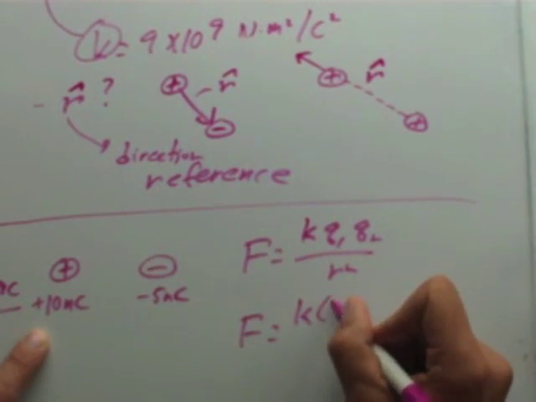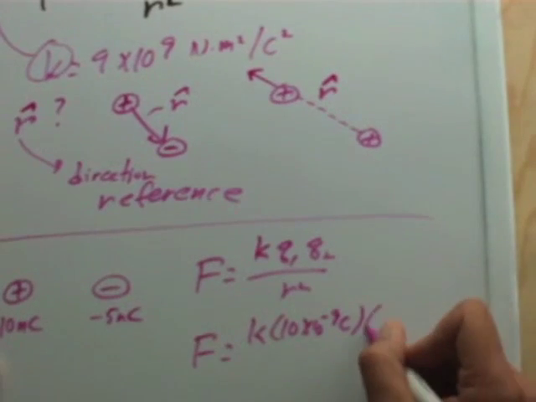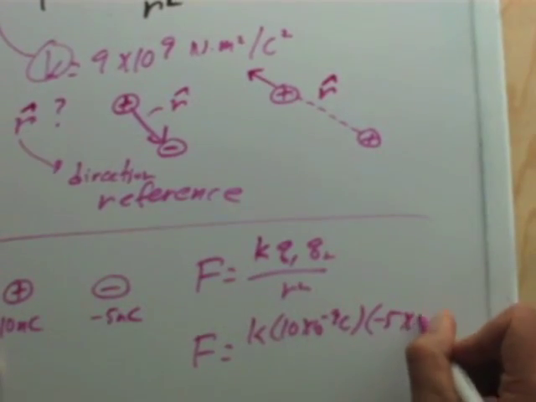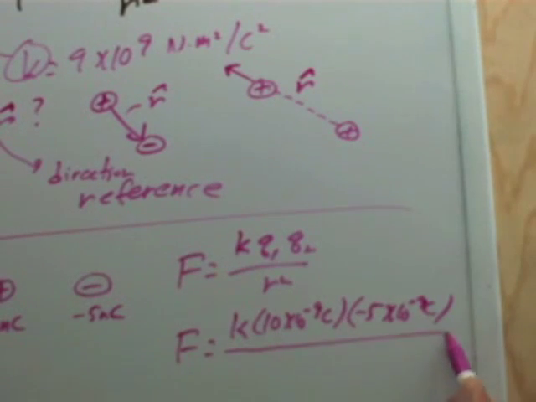But the positive here would be 10 times 10 to the minus 9 coulombs. The negative right here would be minus 5 times 10 to the minus 9 coulombs, something like that. And of course you need the distance between them squared here. Let's just say the two charges are maybe 1 meter apart. So there'll be a 1 squared in the bottom.